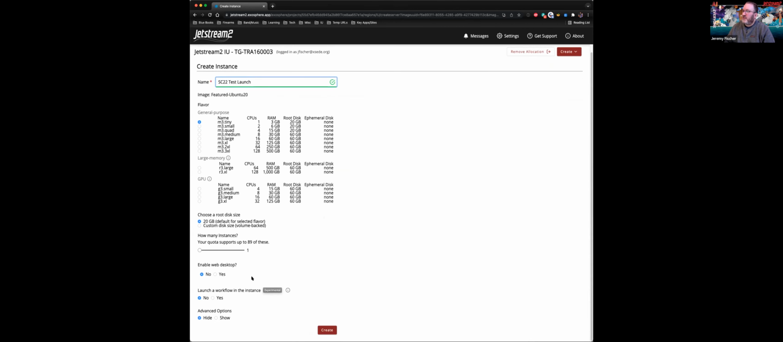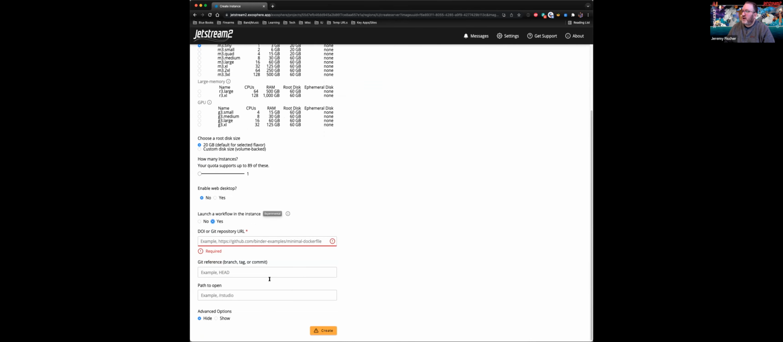But the thing that's interesting on it is I've enabled the experimental workflows. So for instance, as I was mentioning, if you have a Git or binder workflow that you want to bring in, or a Docker file, you can basically put in the URL here. You can give it any of the metadata it needs and launch it. And that will be pulled in when you launch your instance.